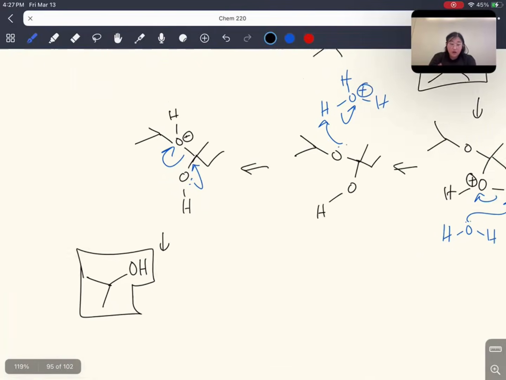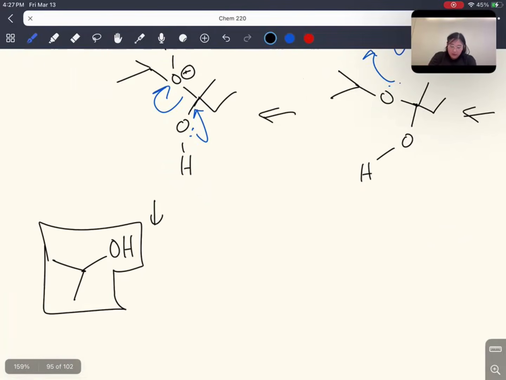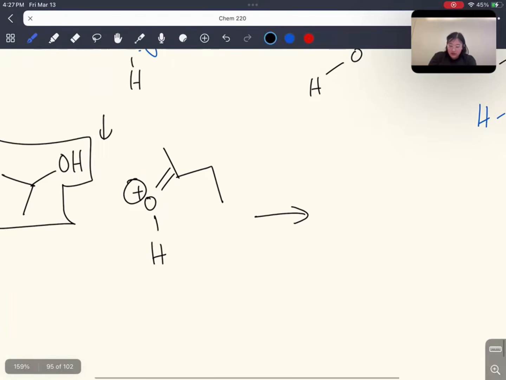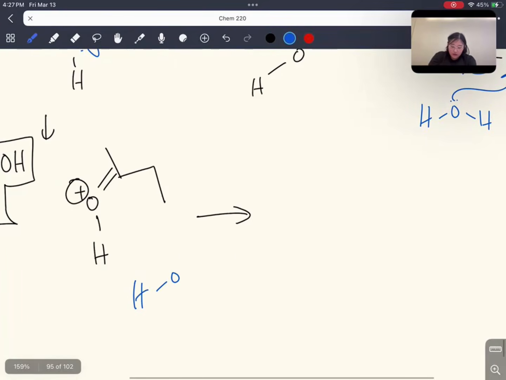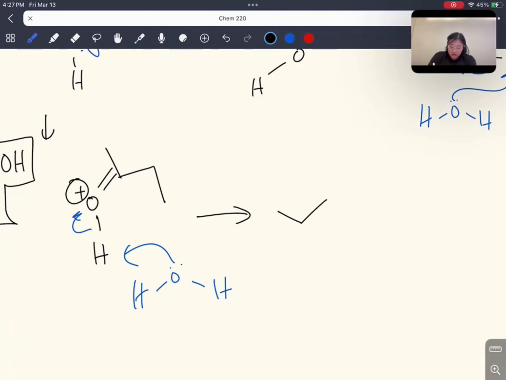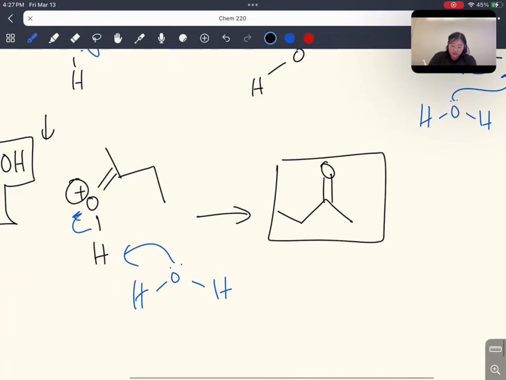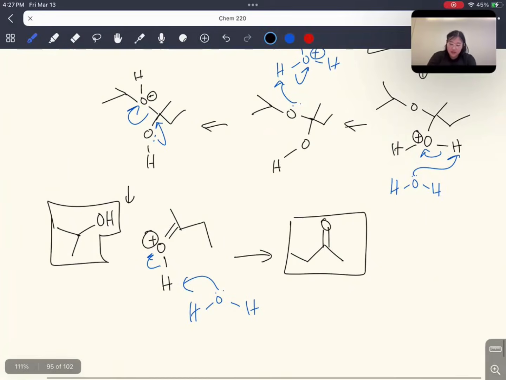But the more important thing is to figure out what's left behind. And so we get this. And then if you remember, we have water in our solution, so the oxygen can deprotonate that. And then we get our final other species. And so the two species we get are a ketone and an alcohol.